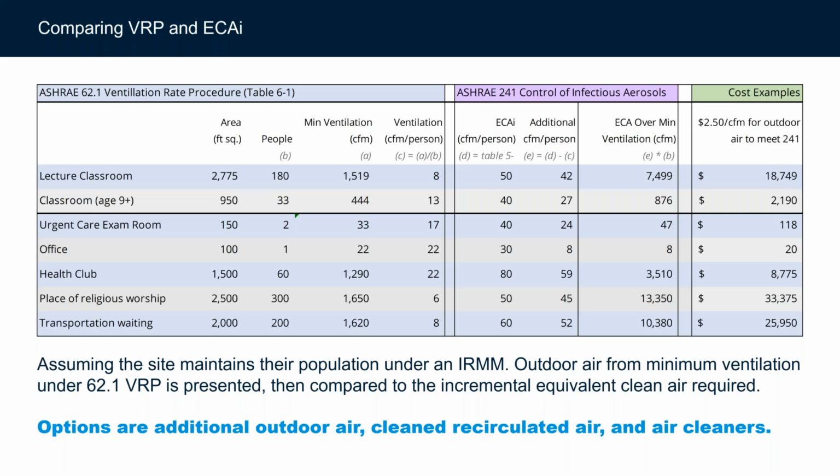I travel a ton. I'm actually calling in today from Canada, doing some calls up here and some business meetings. So I'm in the airport a lot. Look at the transportation waiting area. I, for one, would always like a lot more cleaned air in these gates that I wait at. And so notice the basis of today's 62.1 only requires about 8 CFM per person when you run the VRP, and you would have to add an additional 52 CFM per person for a cost of $25,950. So you can see there is a cost implication here.